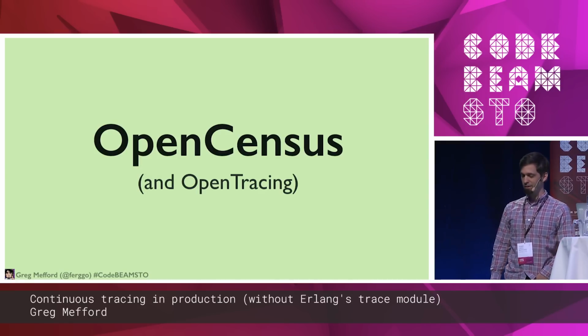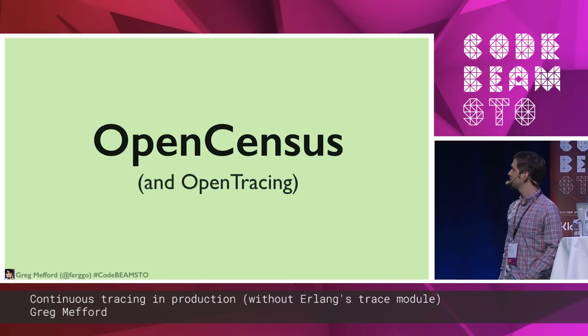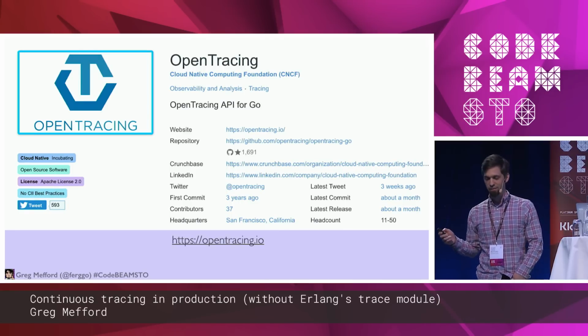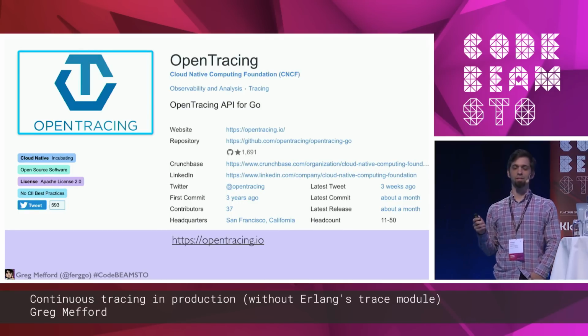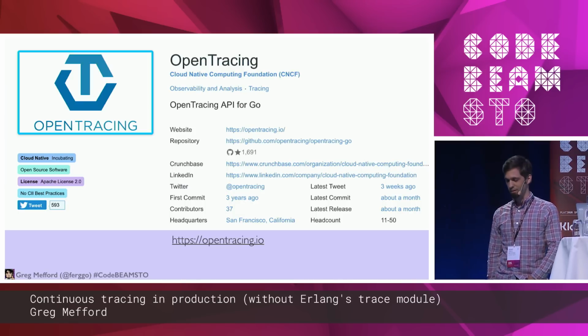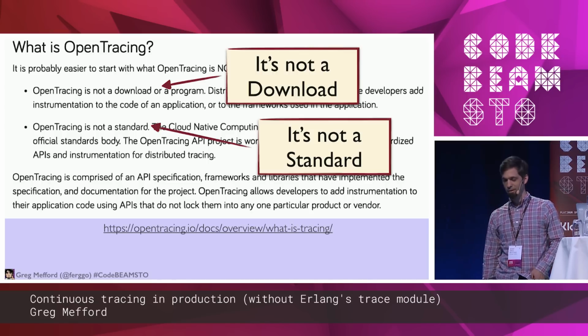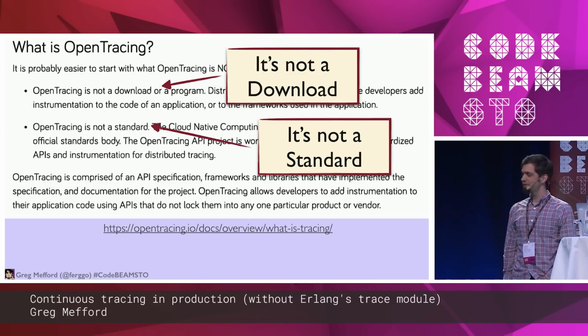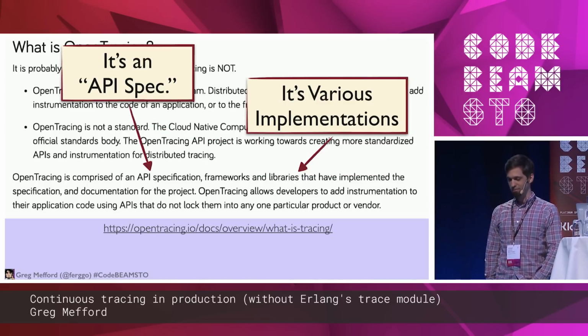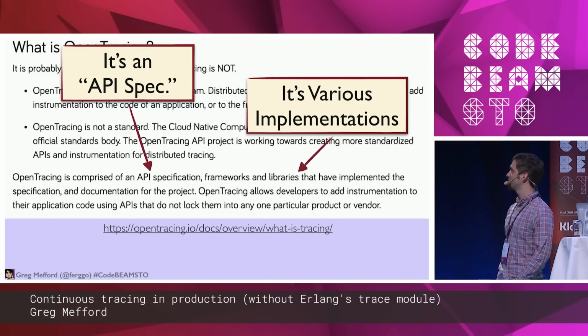Okay, so I want to talk quickly about a couple of standards or non-standards, as the case may be, with OpenCensus and OpenTracing. OpenTracing is a Cloud Native Computing Foundation project, and they have first-class support for several different languages, not including Elixir or Erlang. But on their website, if you go look, OpenTracing is not something you can download, and it's not a standard. So it's an API spec, and it's various implementations.